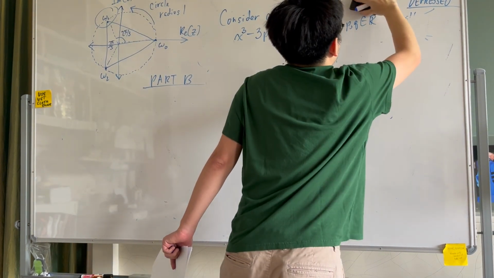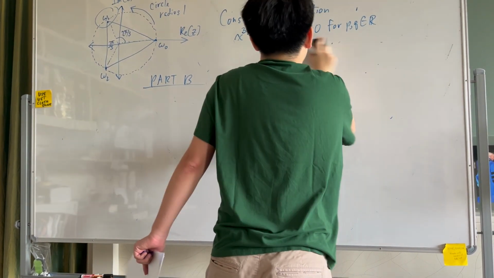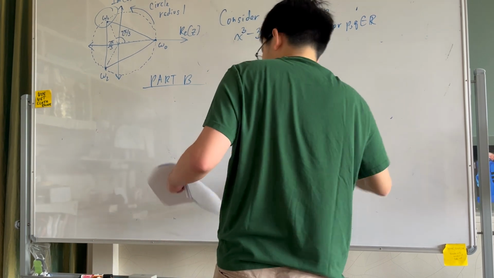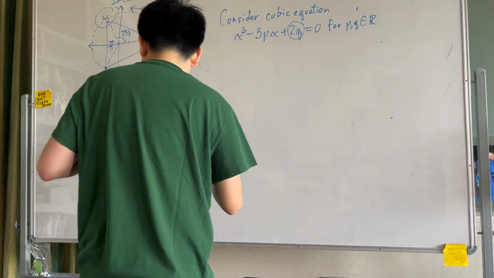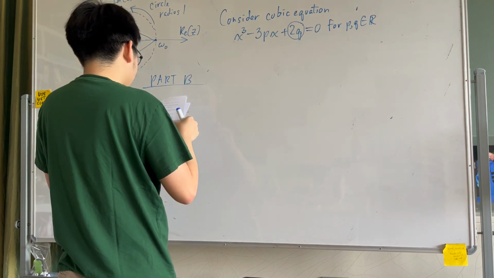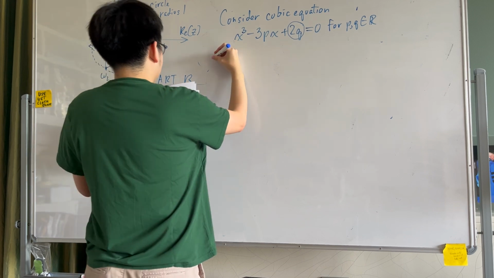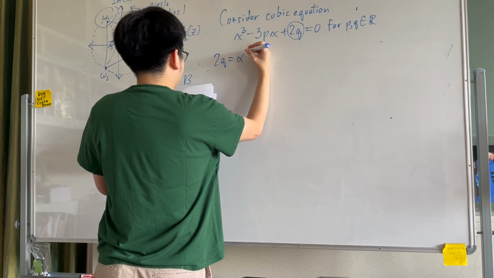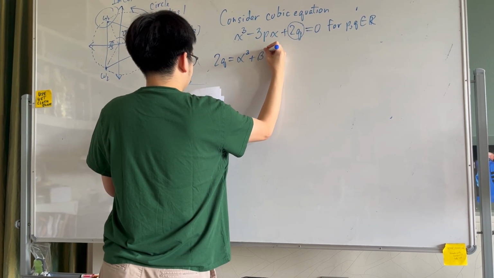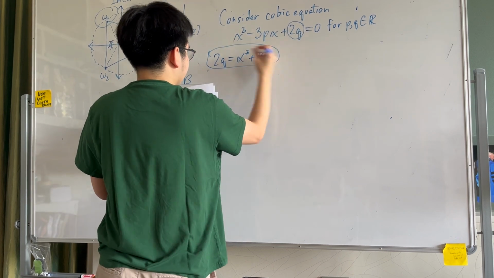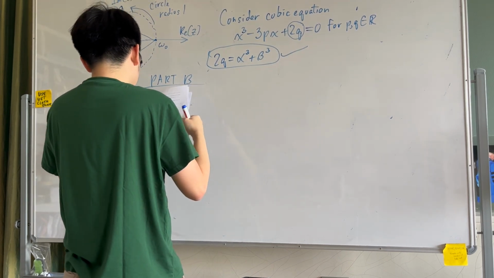Okay, just to make more room here, and just write the next result in case we're going to need to use it. 2q equals alpha cubed plus beta cubed, check. That is done. We might use this if need be.